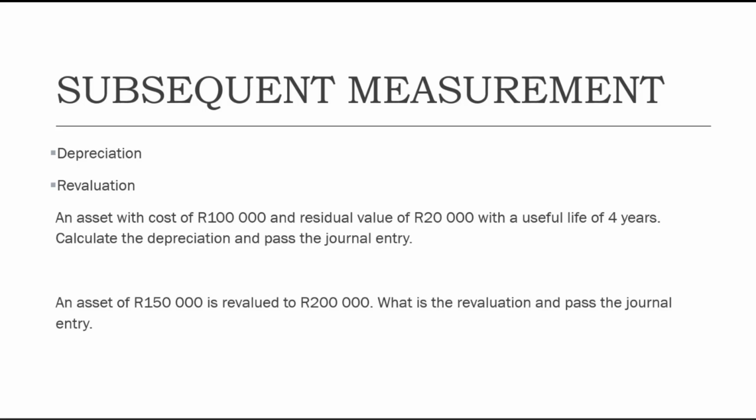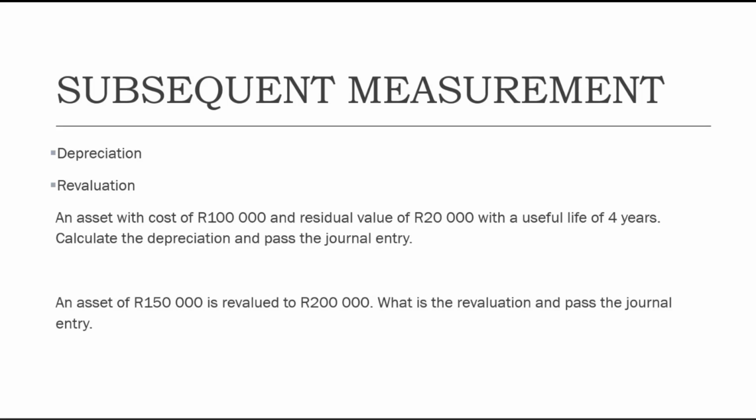And what are the subsequent measurements for PPE? It's depreciation. Because after we've put the item in the balance sheet, we need to what? Subsequently measure it. We measure it by what? We depreciate the asset. And also we can also revalue the asset. So all this depreciation and revaluation is subsequent measurement. Another subsequent measurement that we do is called impairment. But for FAC2601, impairment is not going to be tested. It's a different standard altogether. It's called IAS 36. So IAS 36 deals with impairment of an asset, but it's not part of the syllabus in FAC2601. So the subsequent measurement is what? Depreciation and revaluation.